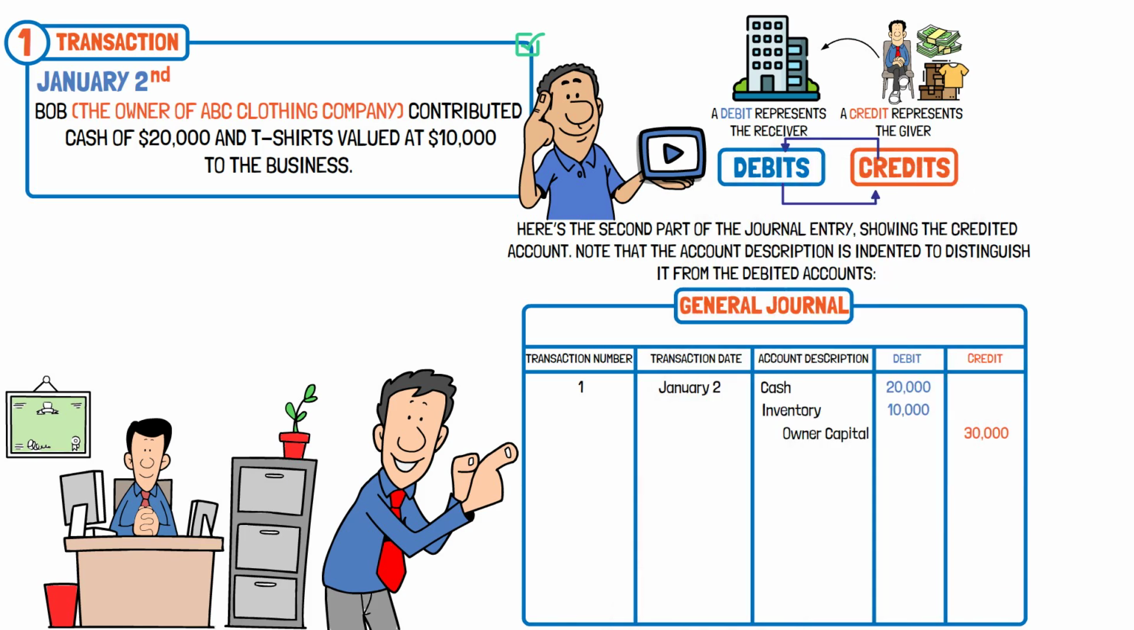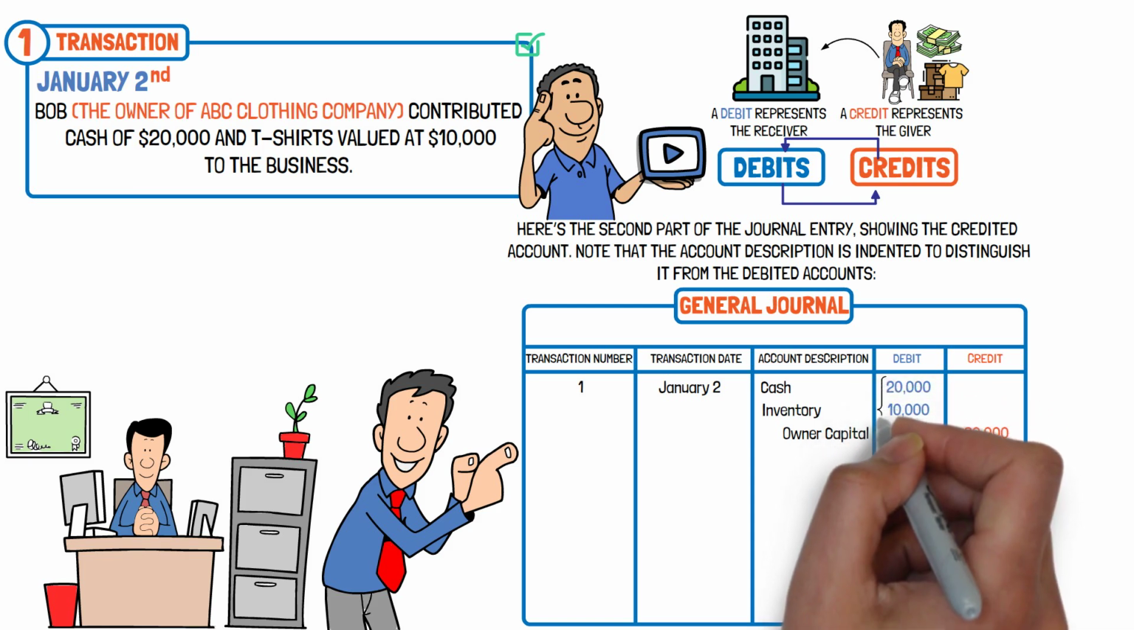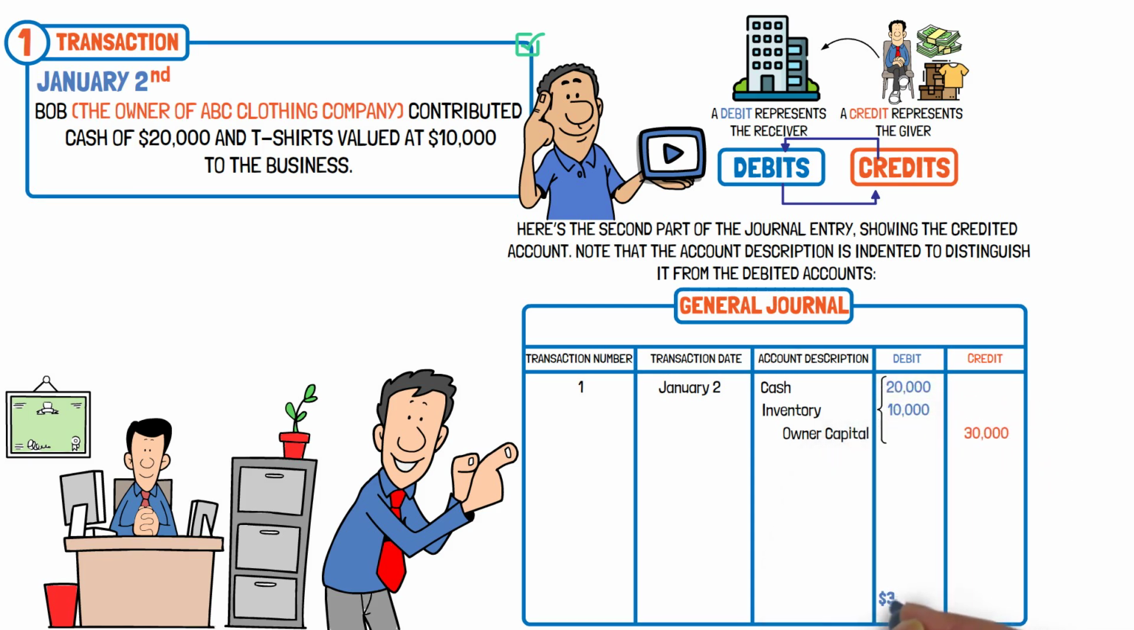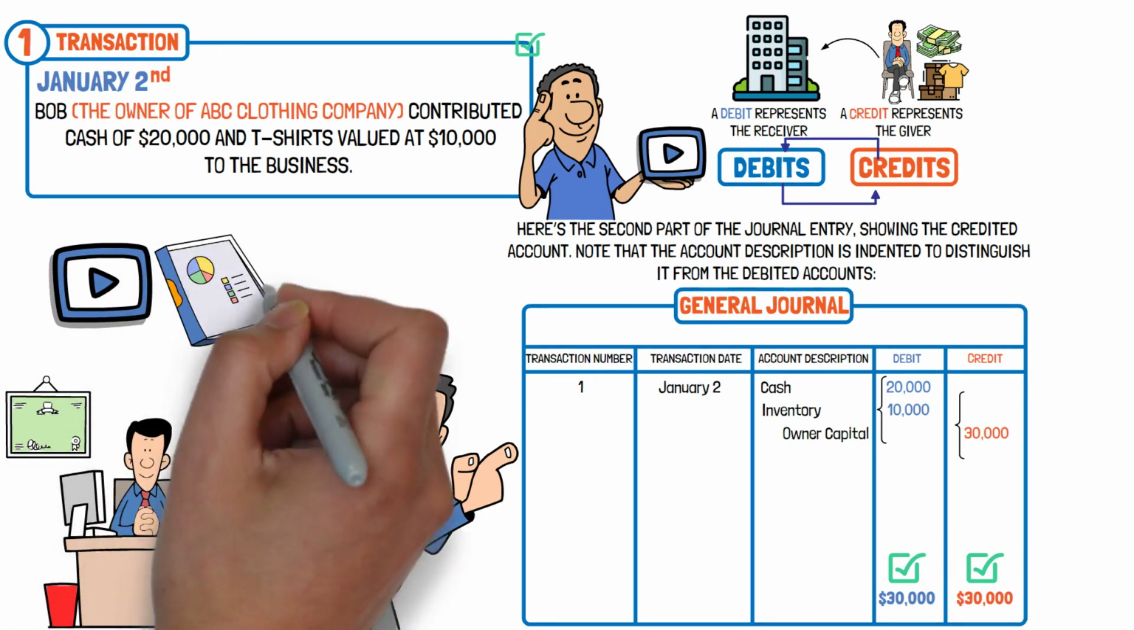Before proceeding to the next transaction, we need to confirm that the total of the debit column, $30,000, equals the total of the credit column, $30,000. In this case, the totals match, ensuring the entry is balanced. In the next video, we'll continue recording additional business transactions in the company's general journal.